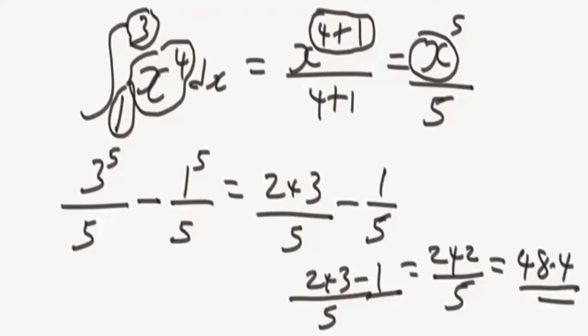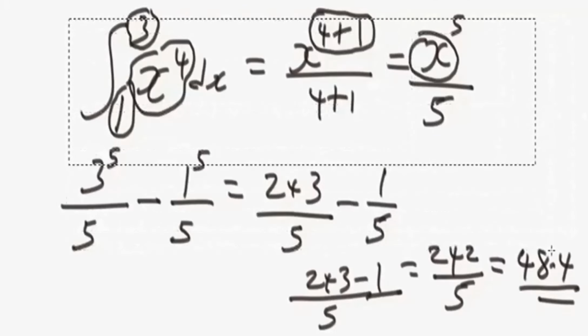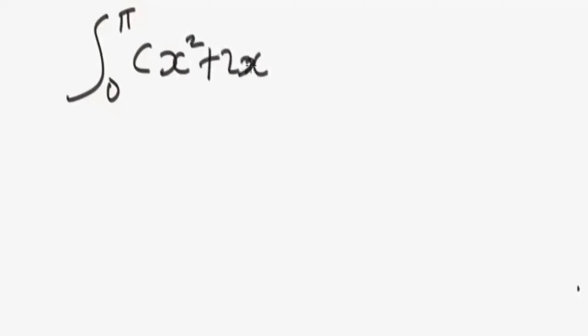Let's solve one more example on definite integral. We are given this definite integral with pi as the upper limit and 0 as the lower limit, and we have in brackets x squared plus 2x minus sine x, bracket close, dx.